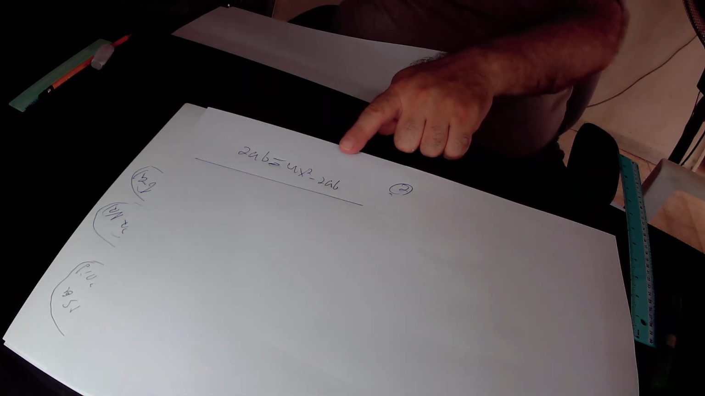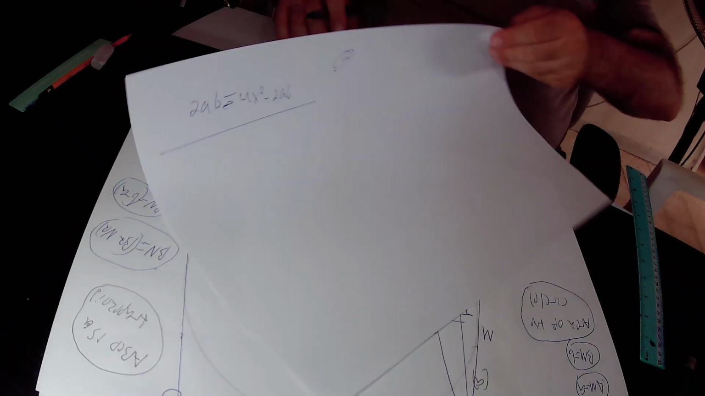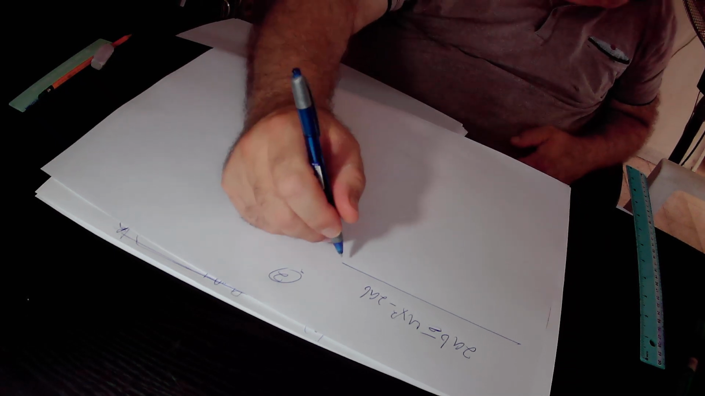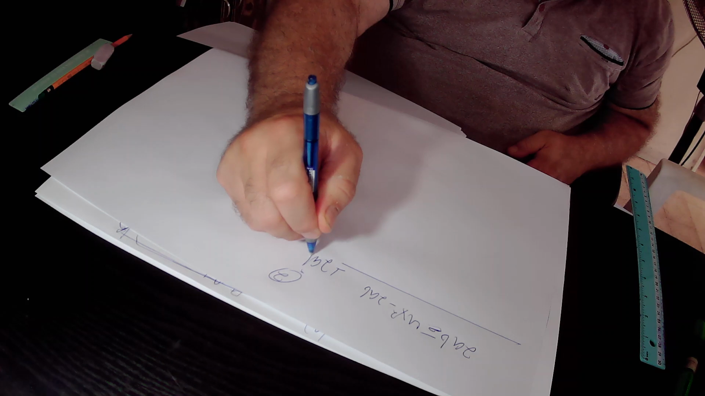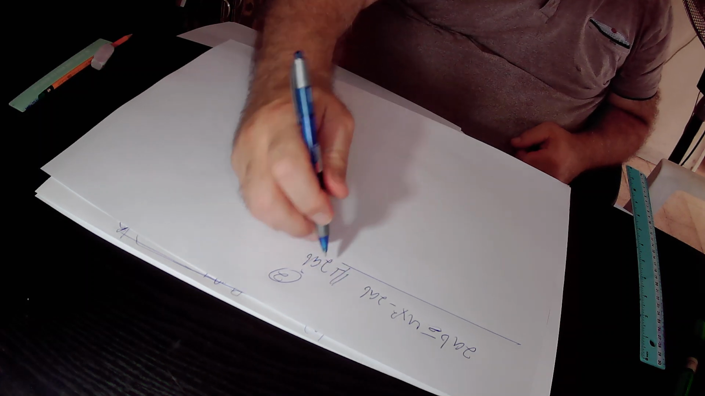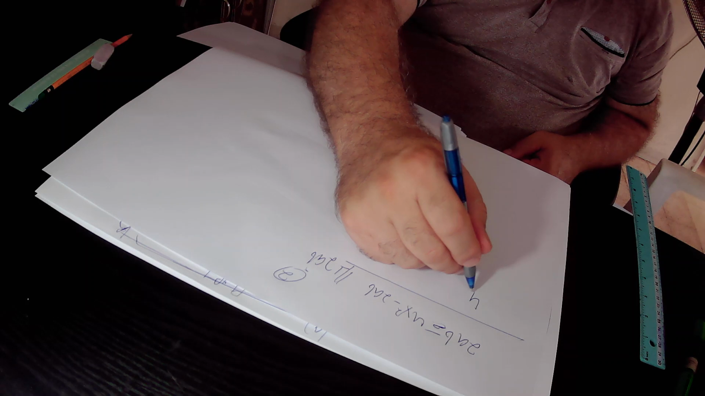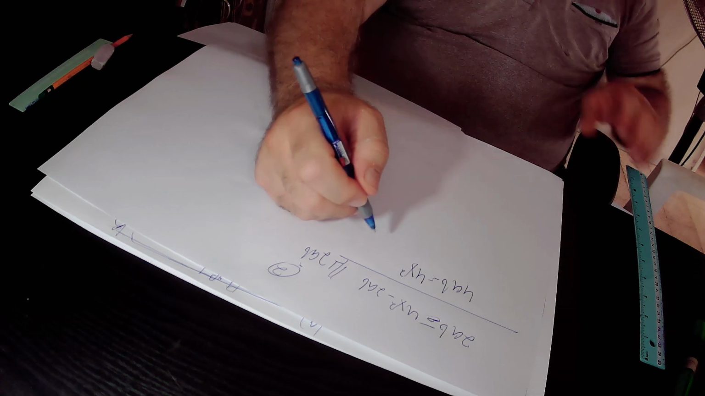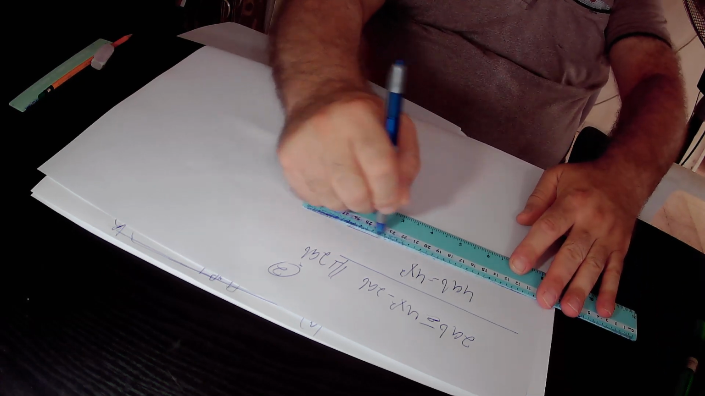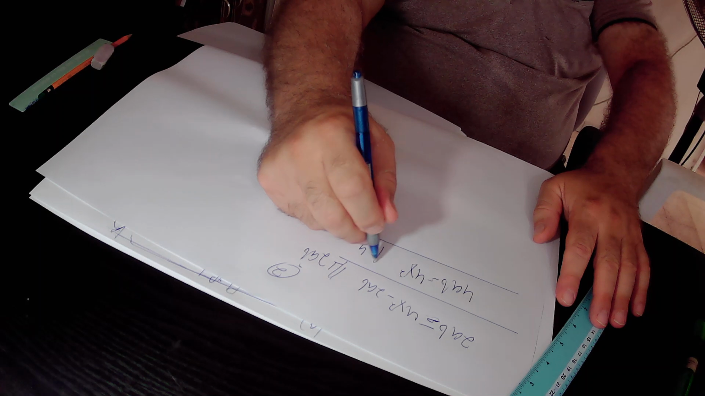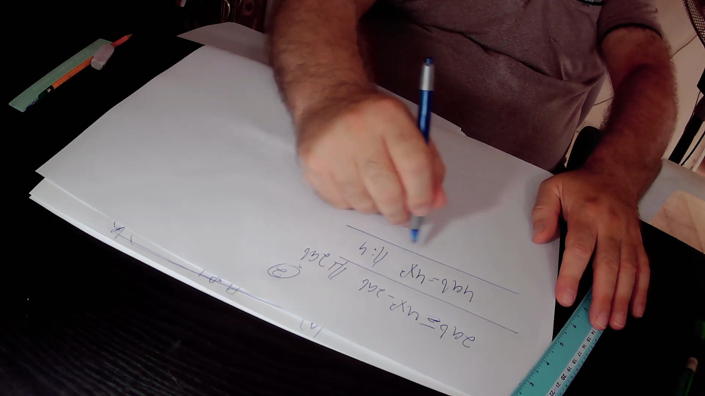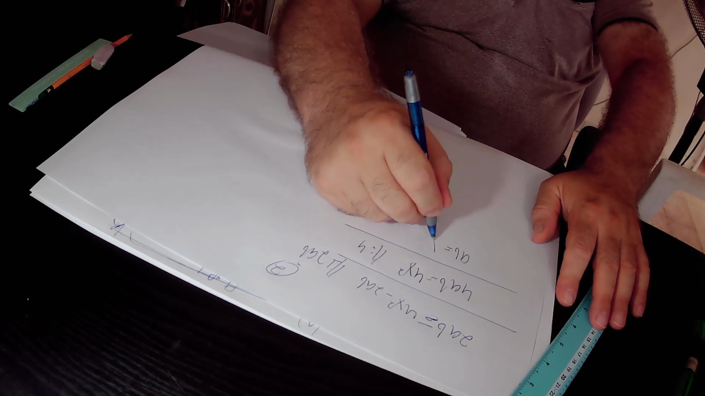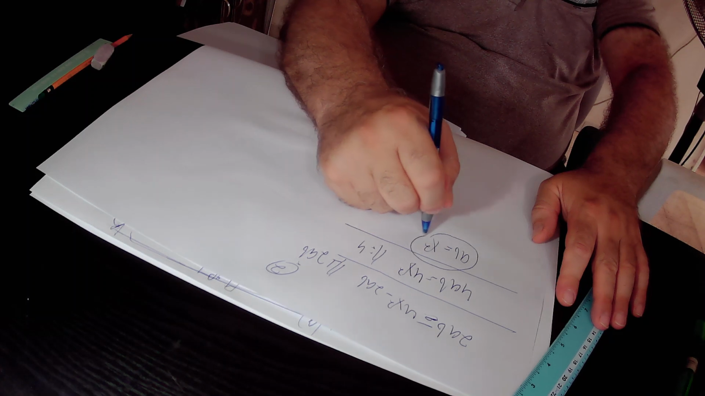So here we add 2AB to this equation. And we get that 2AB plus 2AB is 4AB. So 4AB equals 4x squared. So here we will divide this equation by 4. And we get that 4AB over 4 is AB, equals 4x squared over 4, which is x squared. So in total, we found that x squared equals AB.